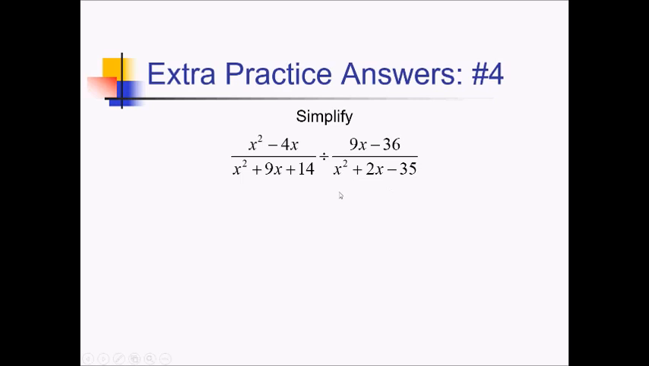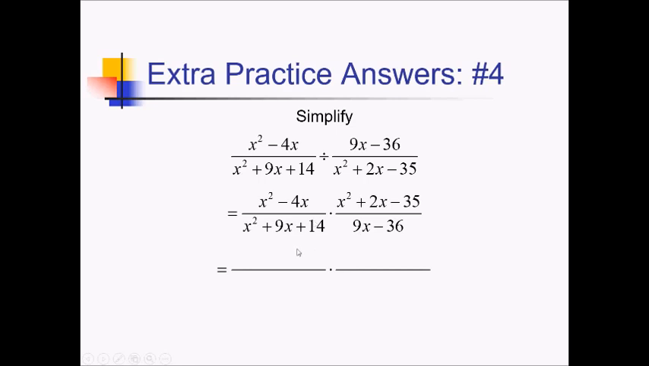To divide these rational expressions, let me turn this into multiplication by multiplying by the reciprocal. So same, change, flip. Keep the first fraction the same. Change this to multiplication. Flip the second fraction so that this 9x minus 36 is now the denominator of that fraction. And just like any multiplication problem here, let me go ahead and factor and cancel whatever I can before I even think about multiplying.